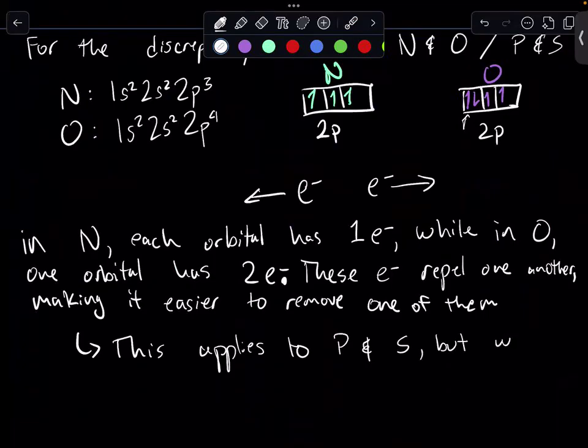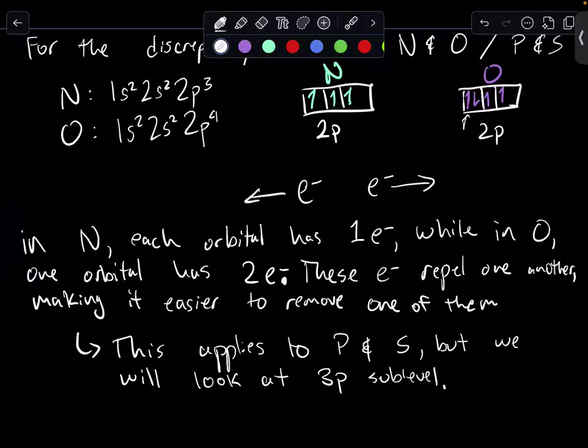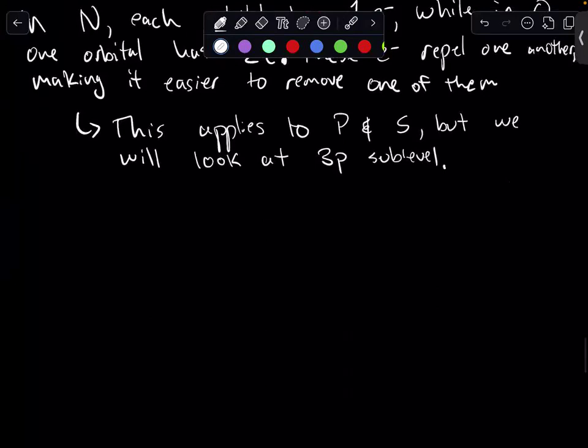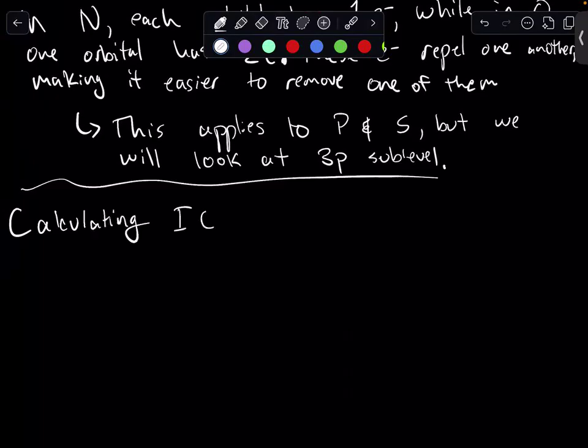but we will look at the 3p sublevel. All right. So that helps us understand ionization energy, but the other part of this lesson was calculating ionization energy. It seems like a difficult task, but all it takes is a little bit of algebra and some equations that are given to you. So we'll put a little line and say calculating ionization energy.